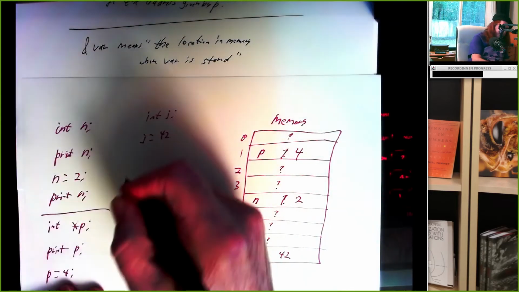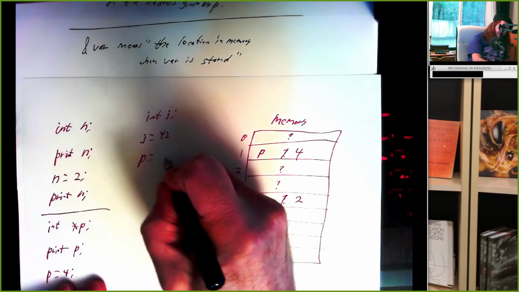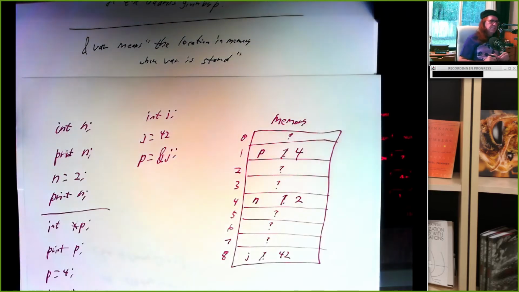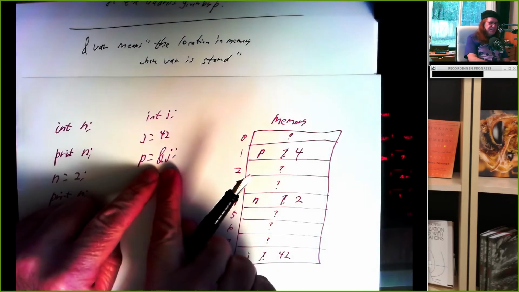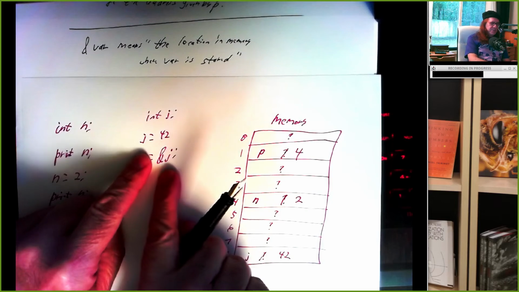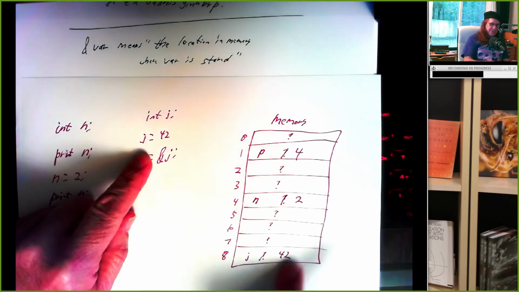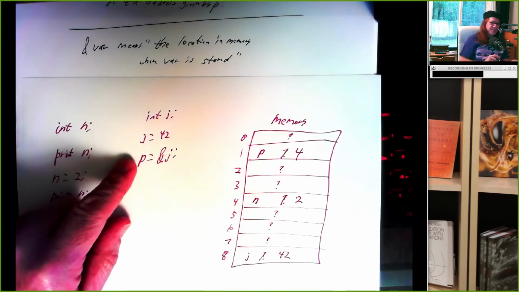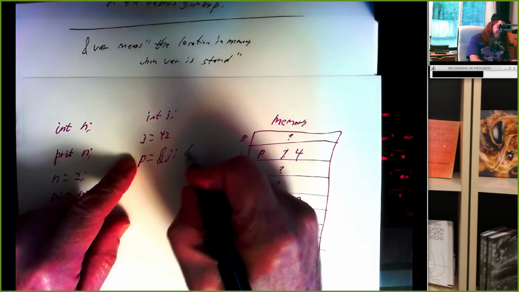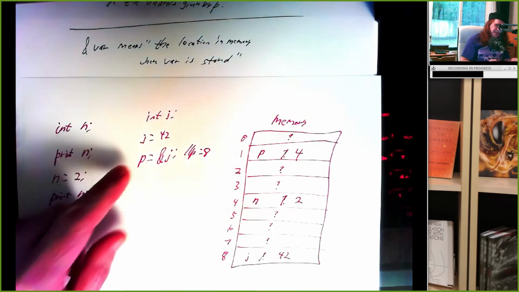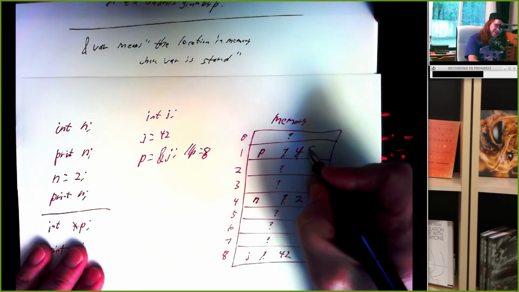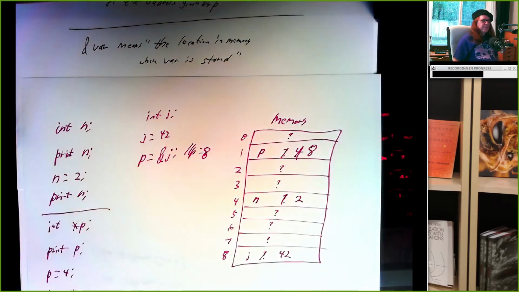So now if I were to say something like p equals ampersand j, what's the compiled code going to do? It's going to say j is a variable, ampersand j, where's j stored in memory? It knows j is stored at location 8, so that's going to set p equal to 8. And so it will go to the location where p is stored, which is up here, and say, hey, let's set that equal to 8.